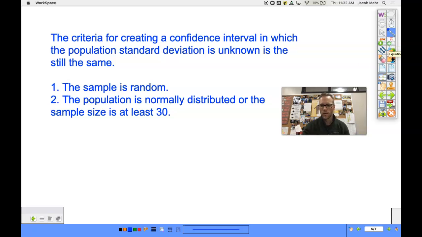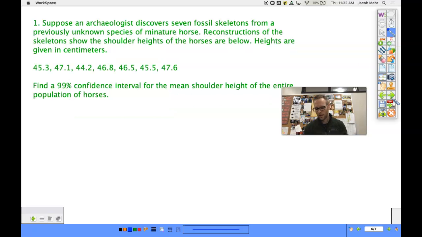All right, let's get to one of two problems that we're going to be looking at today. Okay, I've got my table ready here for when I need it, but let's look at our problem. Suppose an archaeologist discovers 7 fossil skeletons from a previously unknown species of miniature horse. Okay, that's exciting, right? They're doing these digs and they start to find these fossils of some type of miniature horse that they didn't ever know about, right? And reconstructions of the skeletons show that the shoulder heights of the horses are below. So that would be one thing that scientists might be interested in. How big were these miniature horses?